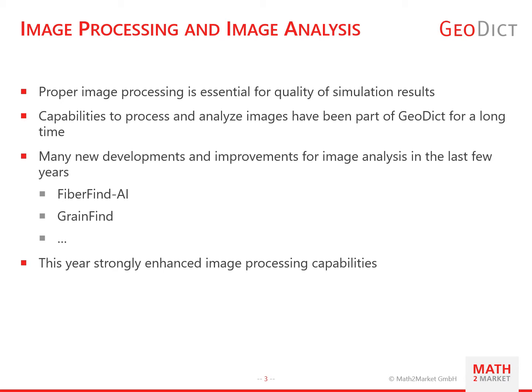In the past few years, we have done many new developments and improvements for the image analysis part. For example, the FiberFind AI module was created and the GrainFind module was created. These two modules are very helpful to understand microstructures of, for example, cathode materials or fiber composite materials better. And this year we focus on enhancing our image processing capabilities to get all our tools in this area to the state of the art.